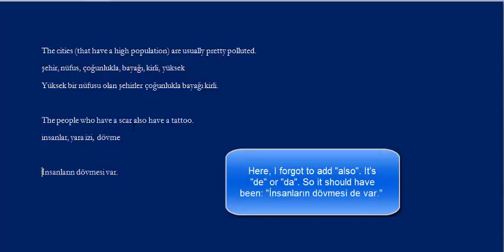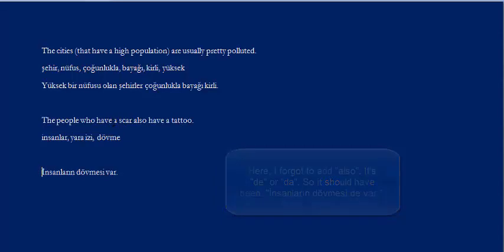Now, which people? The ones who have a scar. Now we have to have here as well. So scar is yara izi. What I'm trying to say is that you don't say yara izi si, okay? When you have compound nouns like this, where the second noun already has received a third person possessive suffix like here, you don't add anything else for third person possessive. So that's just one thing to keep in mind. As I said, we're gonna study them later maybe. So yara izi, now you don't use var, but you use olmak, so olan, insanların dövmesi var. Okay? Again, this dır, dir is something that you would see in such a sentence.